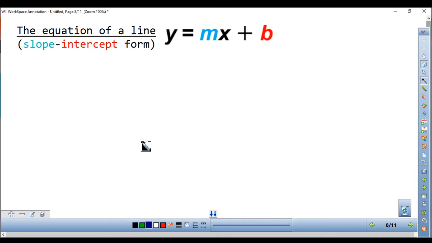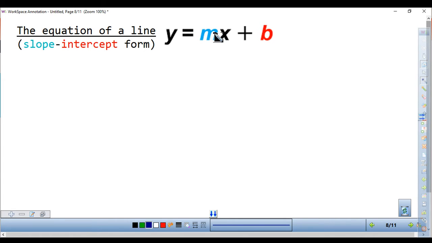Hello, everybody. This week we are continuing looking at slope, and we're specifically looking at the equation of a line in slope-intercept form. Slope-intercept form should look somewhat familiar to you because in last week's activity, we were writing equations in slope-intercept form. So we have this form y is equal to mx plus b.